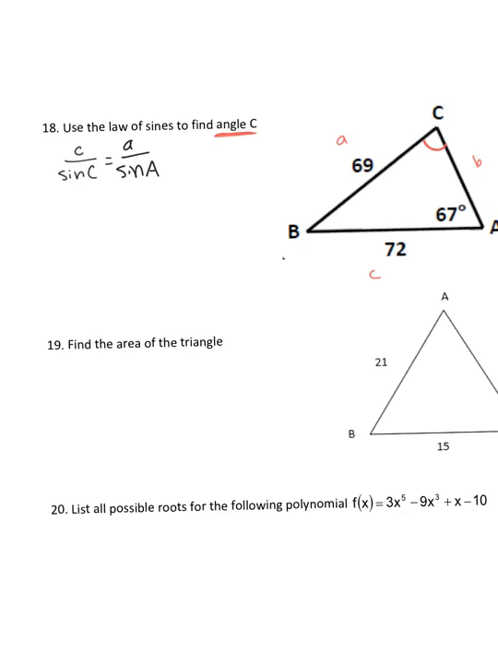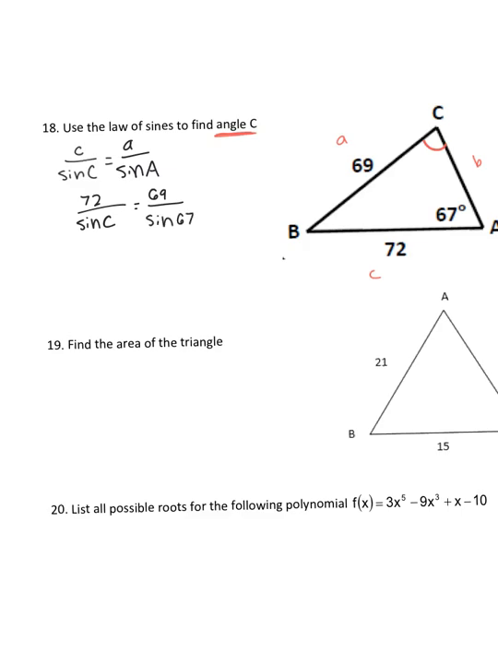So I'm going to go through this formula and replace the things that I know. Little c stands for side C. Side C is 72. I'm going to divide that by sine of angle C. I don't know what angle C is, that's what I'm looking for, so I'm going to leave that as a big C. Little a is side A, which is 69. And then sine of A, which is angle A, is 67.